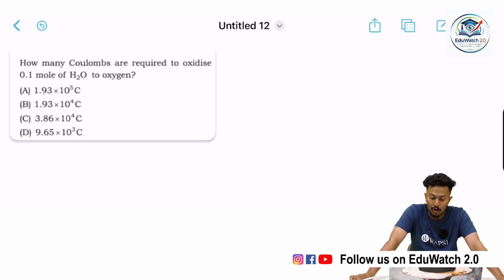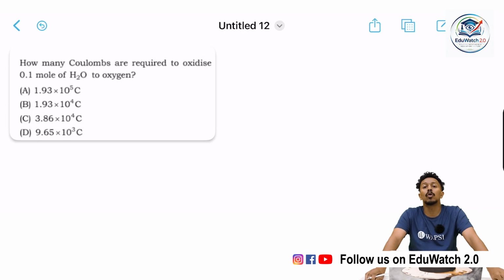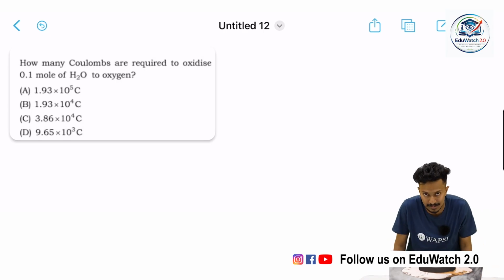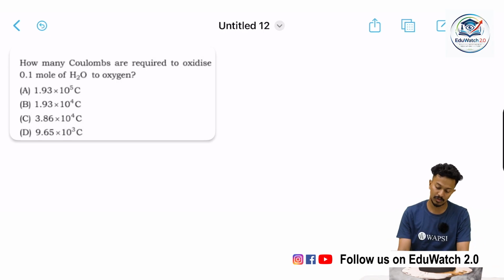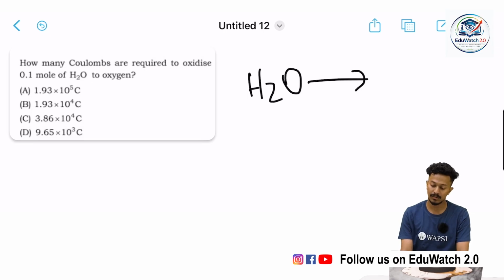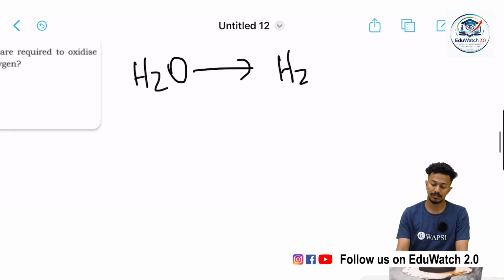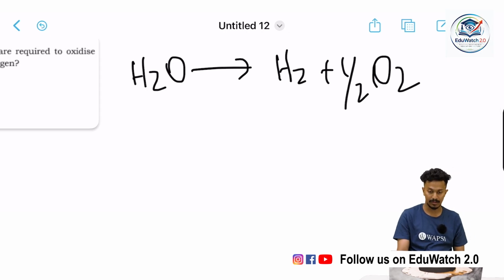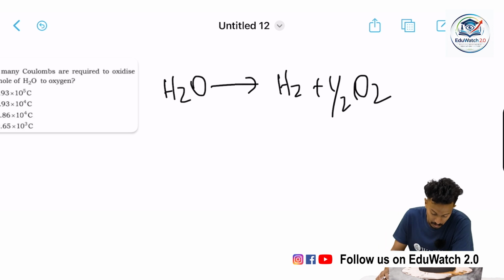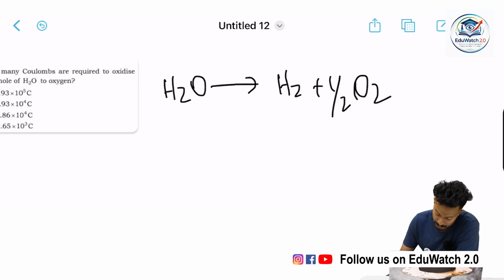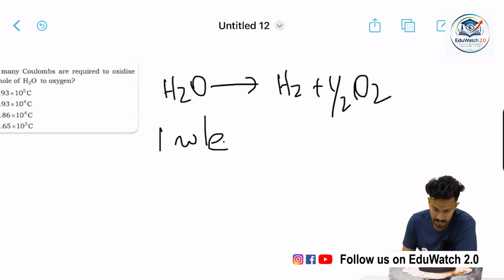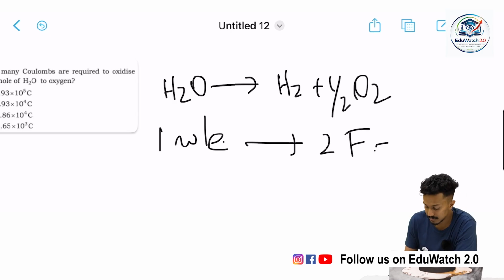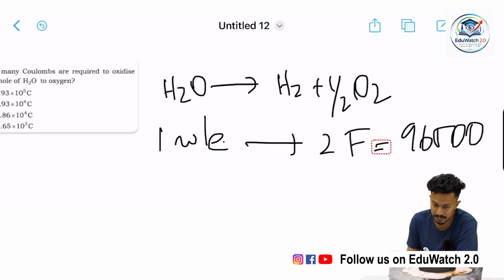Our next question is: how many coulombs are required to oxidize 0.1 mole of H2O to oxygen? Well, we have to oxidize H2O, which means oxidation of H2O gives H2 plus half O2. Okay, this is our balanced chemical reaction. How many coulombs are required to oxidize 0.1? When 1 mole of H2O is oxidized it requires 2 Faradays, right? 96500 into 2.